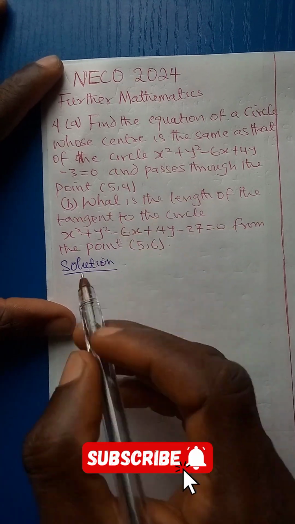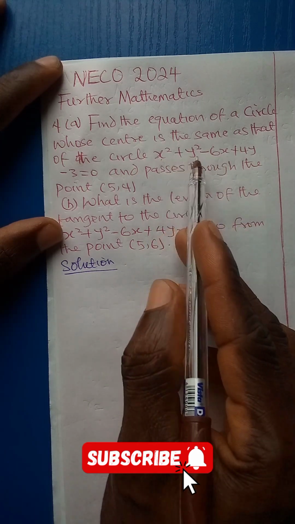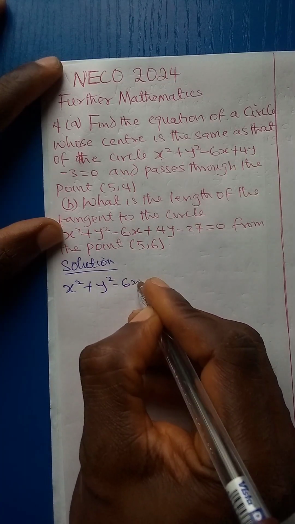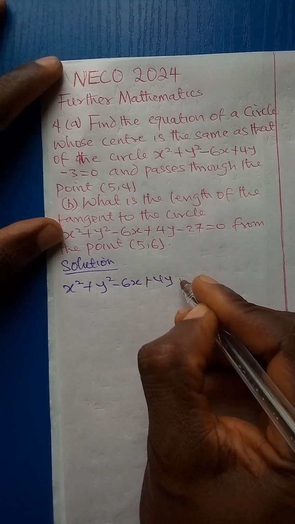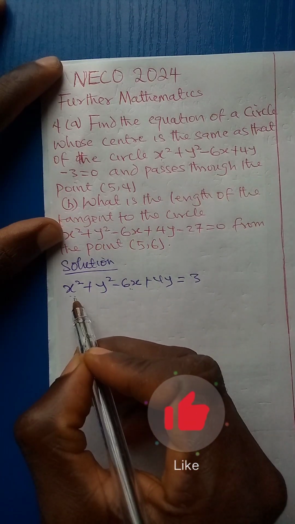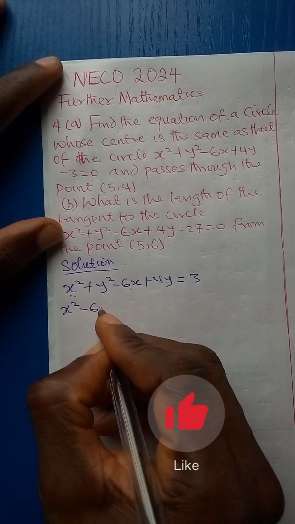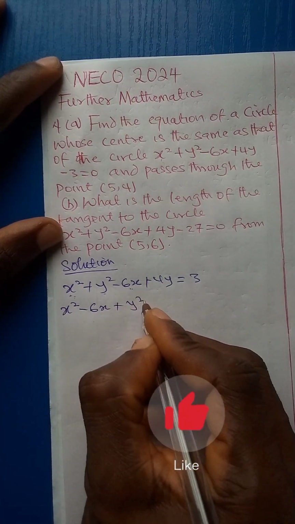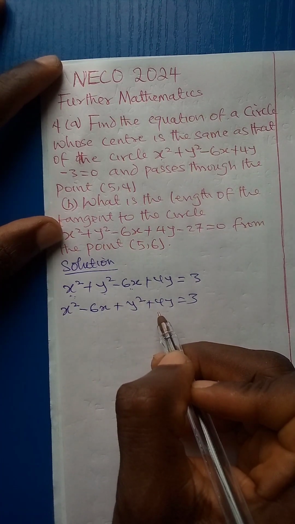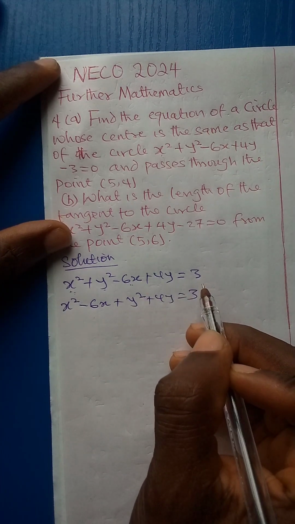So let's get started. First, I am going to rewrite the equation of the given circle as this: x squared plus y squared minus 6x plus 4y is equal to 3. And then I will now put all the x's in one place and all the y's in one place. I have x squared, then minus 6x plus y squared plus 4y is equal to 3. Now, I'm rearranging this way because I want to apply the completing the square method in finding the center point.